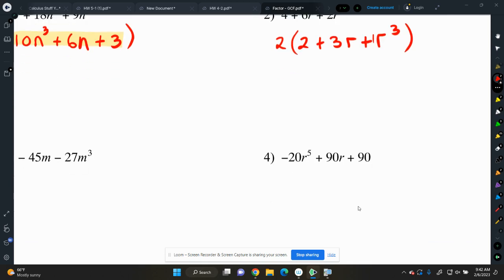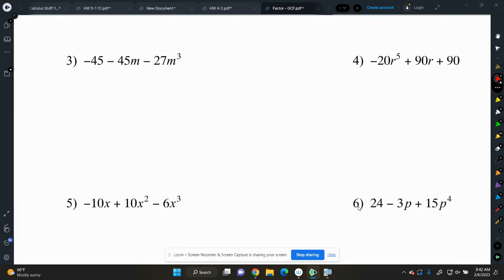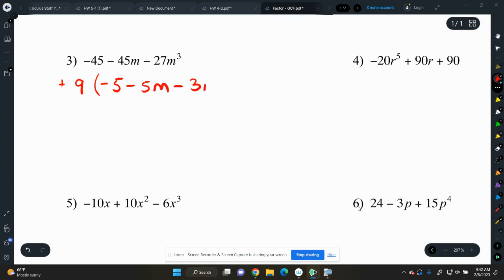Okay, number 3. Biggest number we can take out of there is a 9. If you took a negative 9, that would be okay. But either one is acceptable. So if we take a 9, that's going to leave me with negative 5 minus 5m minus 3m to the 3rd.